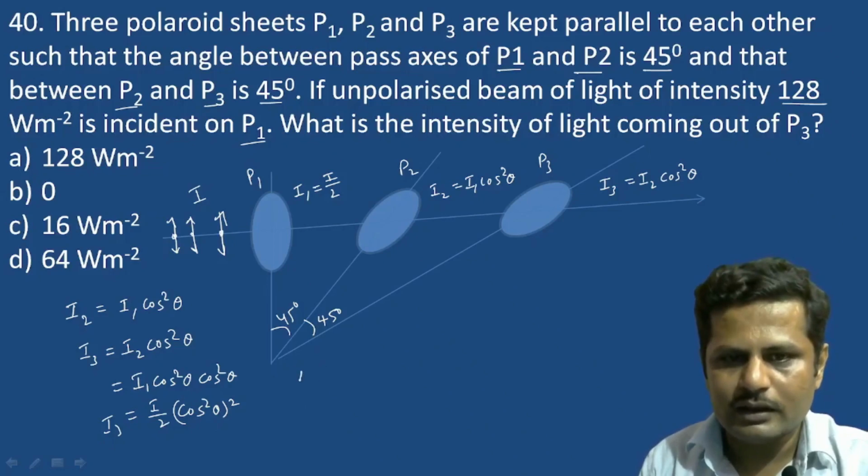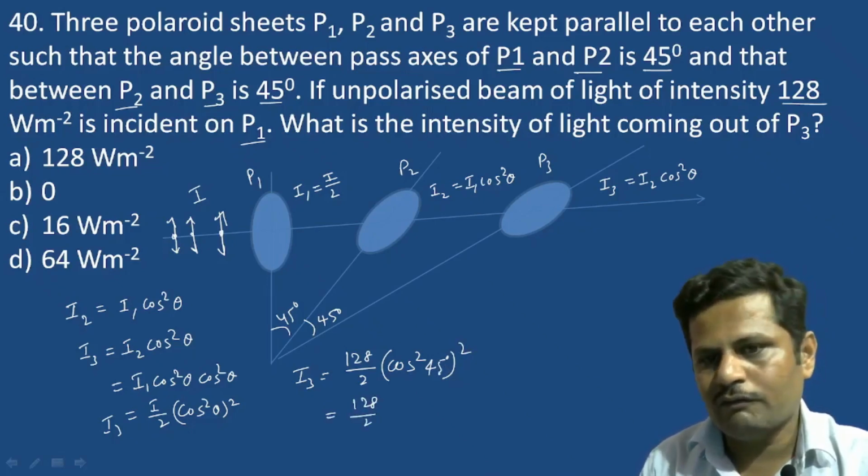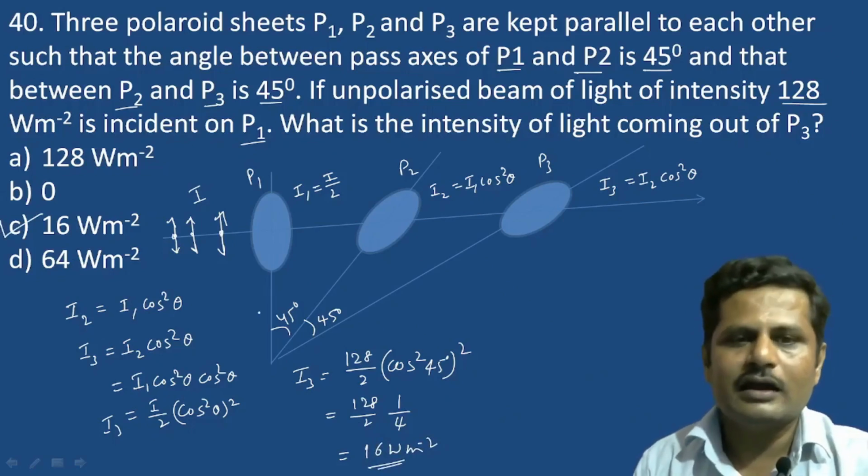Here I3 equals I, the value of I is 128, divided by 2, times cos square 45 degrees whole square. We know that cos 45 is 1 by root 2, so cos square 45 is 1 by root 2 into 1 by root 2, which is 1 by 2. 1 by 2 whole square is 1 by 4. So this will become 128 divided by 8. 128 divided by 8 is 16 watt per meter square. So therefore option C is the correct one.